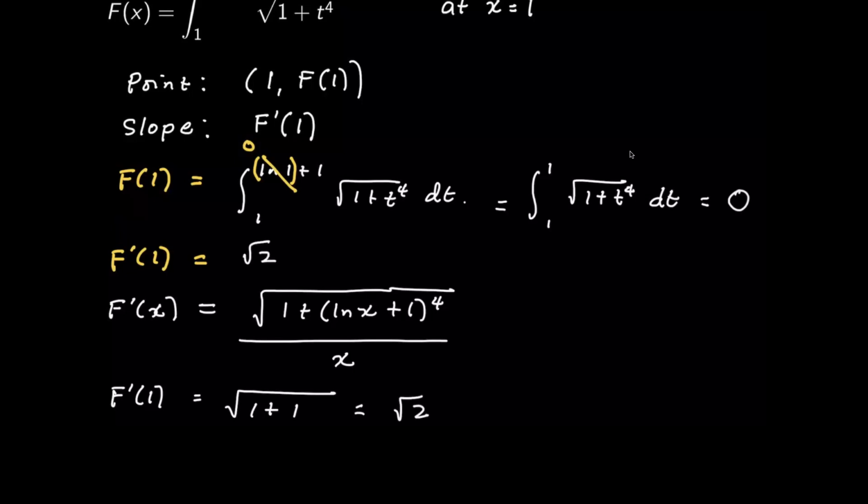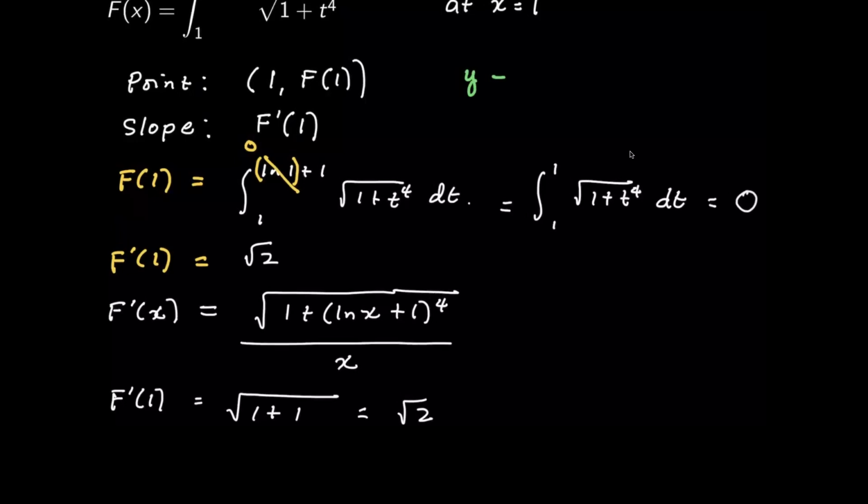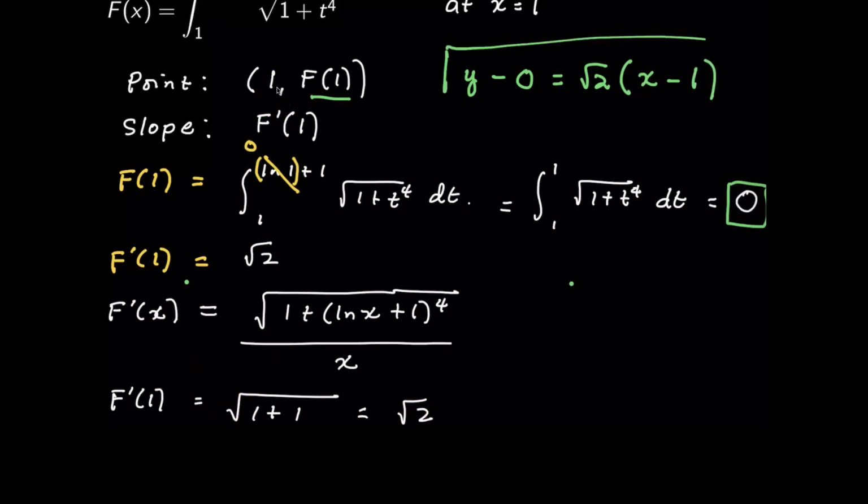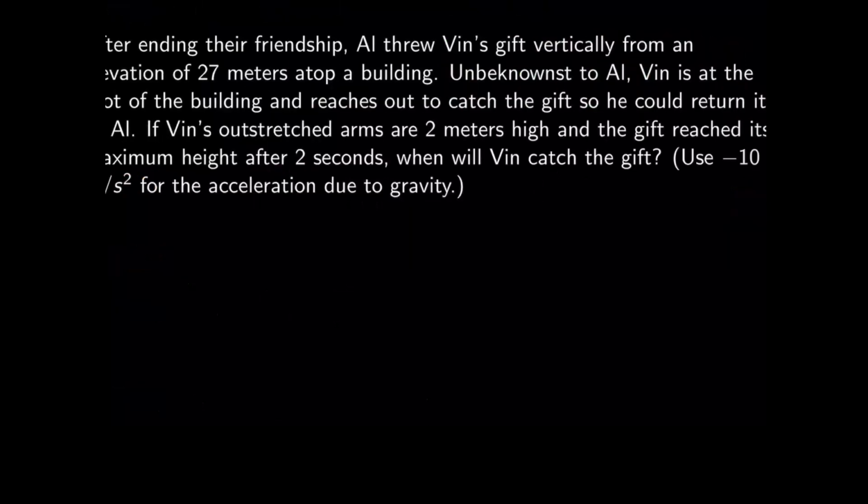And therefore, the equation is equal to point slope form y minus the y coordinate f of 1. But our f of 1 is 0. This is equal to the slope, and our slope is square root of 2 times x minus the x coordinate, which is 1. This is the equation of your tangent line.